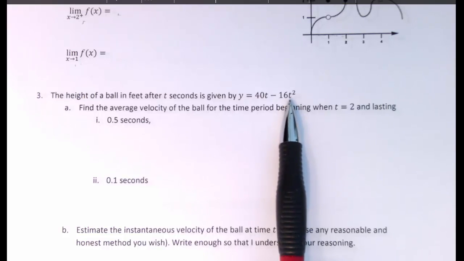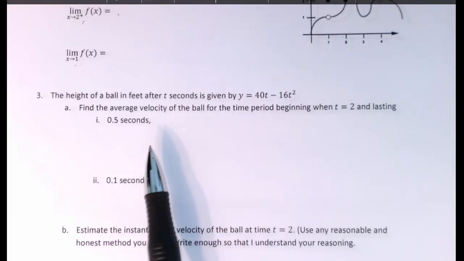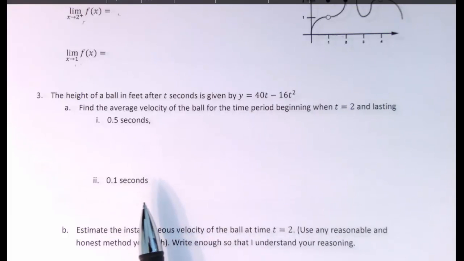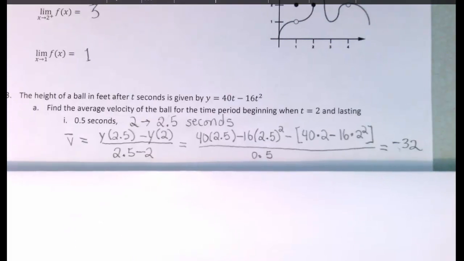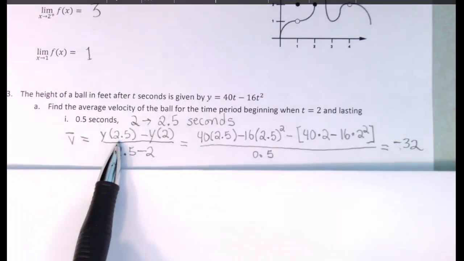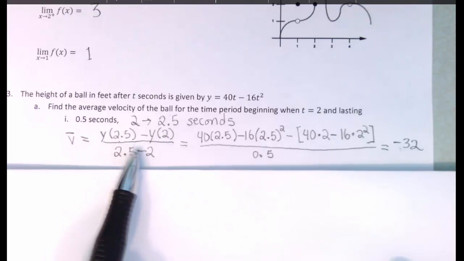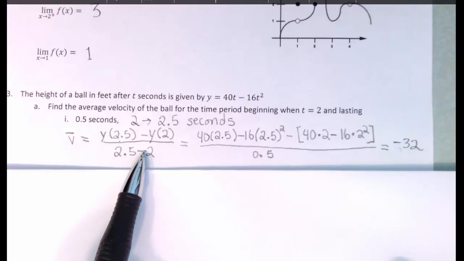We're asked to compute its average velocity over two different time intervals, starting at time 2 and lasting for 1/2 second or 1/10 of a second. And then we're asked to come up with our own method for estimating the instantaneous velocity at time t equals 2. Average velocity from 2 to 2.5 seconds can be computed by subtracting the height at 2 seconds from the height at 2.5 seconds, and then dividing by the elapsed time.